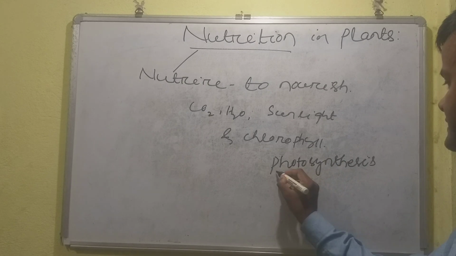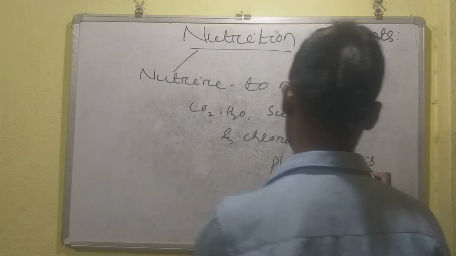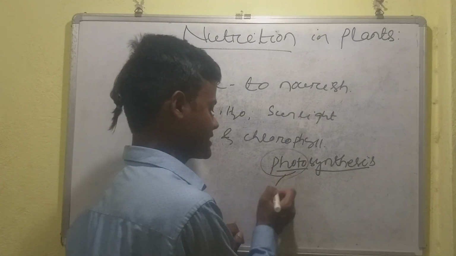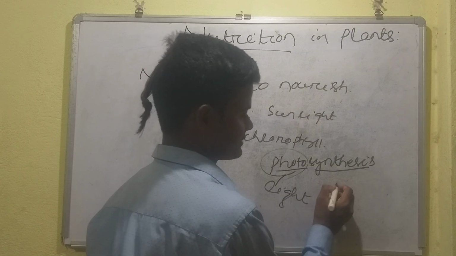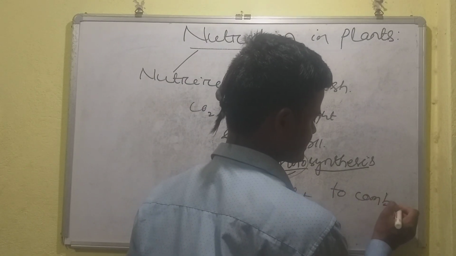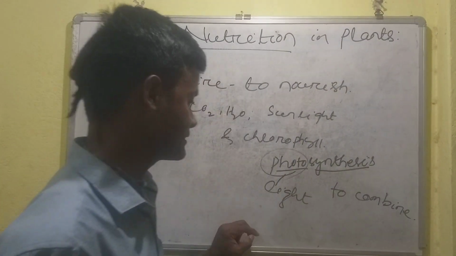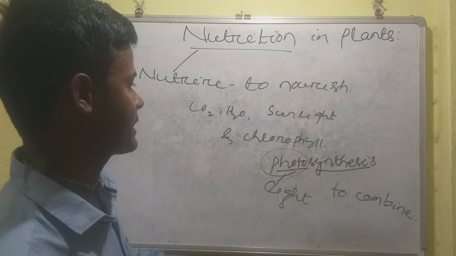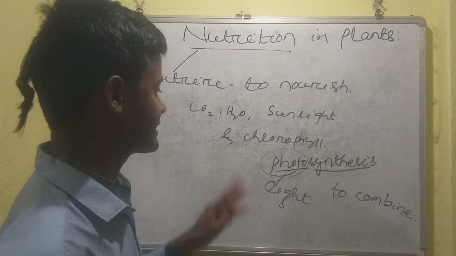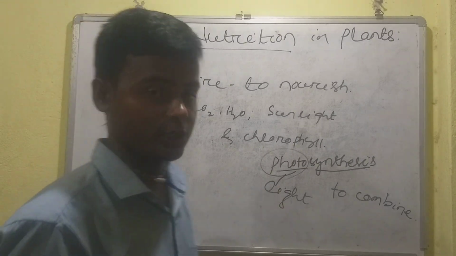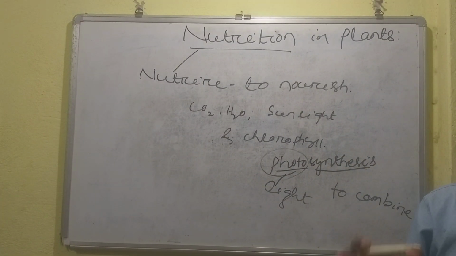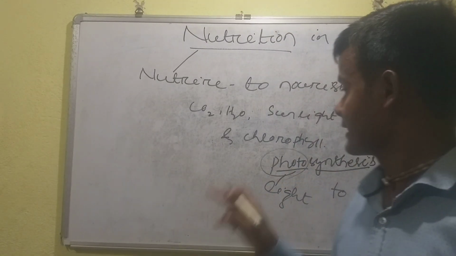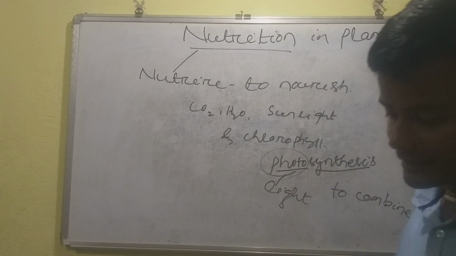This word photosynthesis consists of two words, photo and synthesis, right? Photo does not mean our photo that we take at the studio. Photo means here light, right? Synthesis means to combine. It is written in the NCERT, to combine or to make, right? Different chemicals, like carbon dioxide and water, combine together in the presence of sunlight and chlorophyll to prepare the food. So photosynthesis is the process in which green plants prepare their own food material by using carbon dioxide and water in the presence of sunlight and chlorophyll.